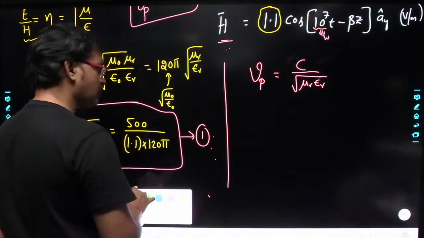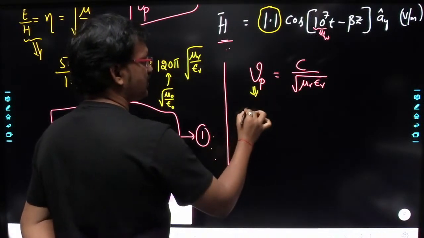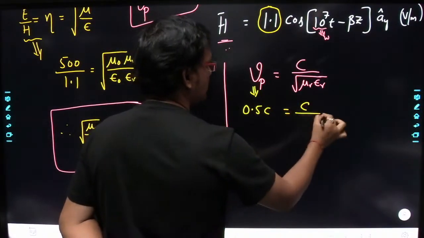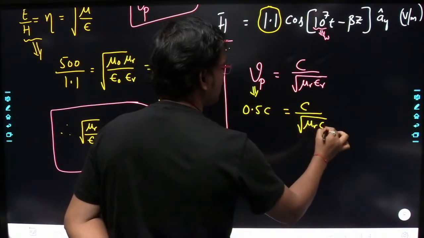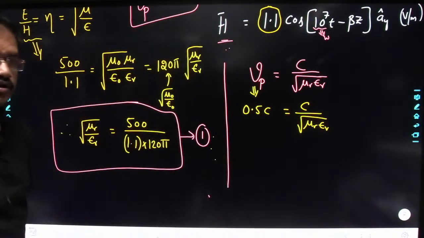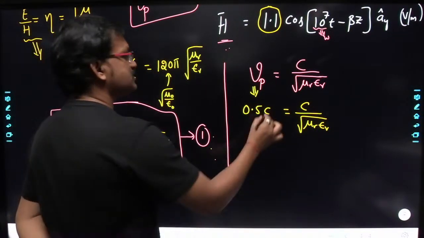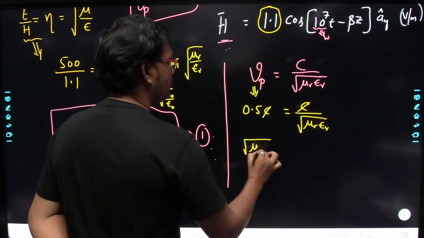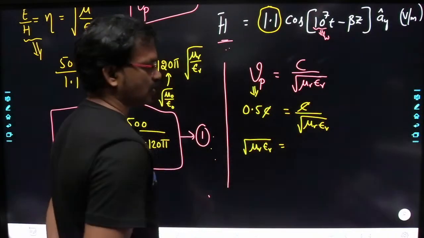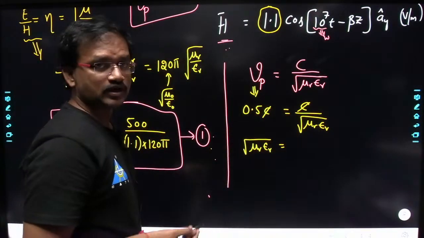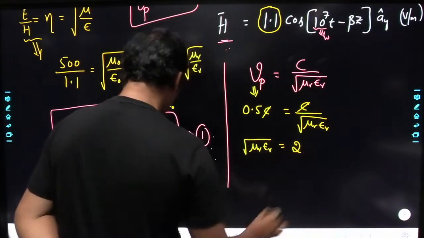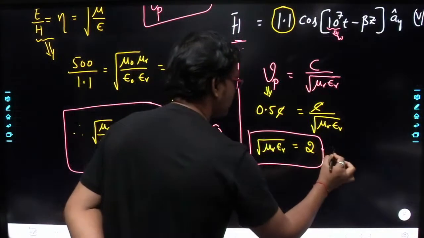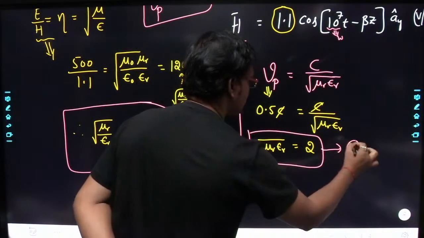Now here they have given that the phase velocity is 0.5 times c. So 0.5 times c is equal to c by the square root of mu r epsilon r. Here c will get cancelled, so you are going to get the square root of mu r into epsilon r equal to 1 by 0.5, that is nothing but 2. So this value is equal to 2. Let us say this is equation number 2.